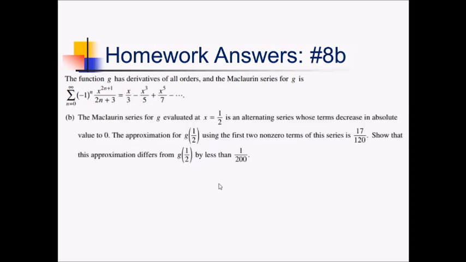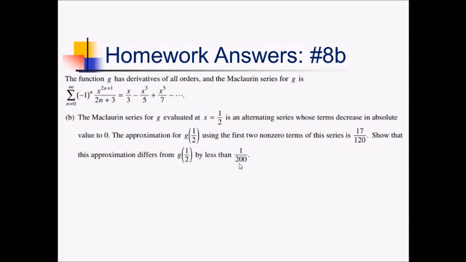For this part of the problem, the Maclaurin series for g evaluated at x equals 1/2 is an alternating series whose terms decrease in absolute value to 0. Okay, they're just kind of handing that one to us. And then they're telling us the approximation of g of 1/2 using the first two non-zero terms, so x over 3 and x cubed over 5, comes out to 17 over 120. Show that this differs from the true value of g of 1/2 by less than 1/200th.